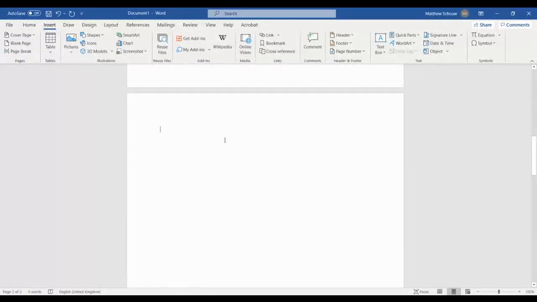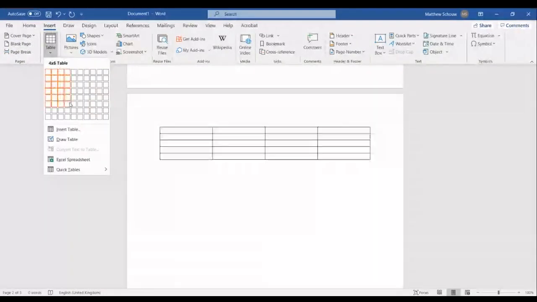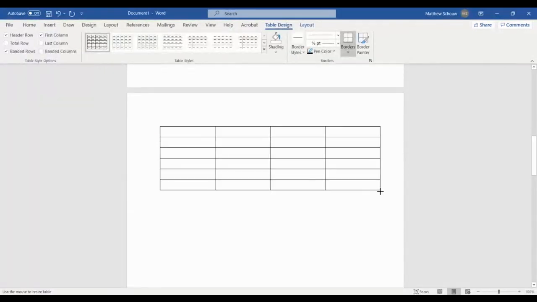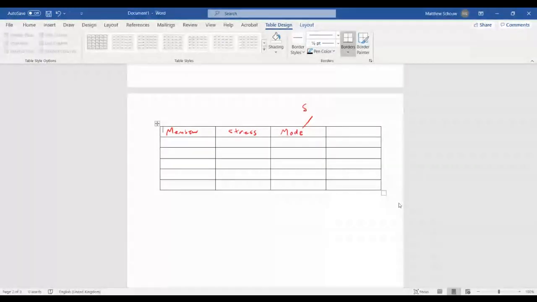So now what we want to do is set up a table quickly. We're going to have member over here, the stress, and mode. I'm going to call it S for structurally sound, if it's okay, or F for failure. So we have the members, AG. I don't have to put in the T here.